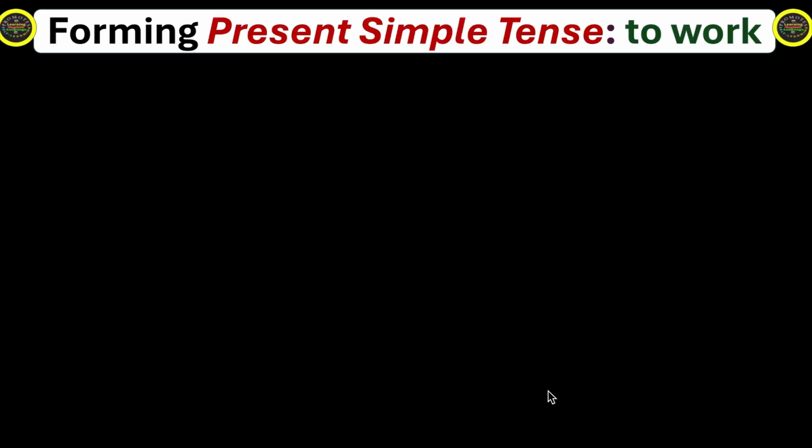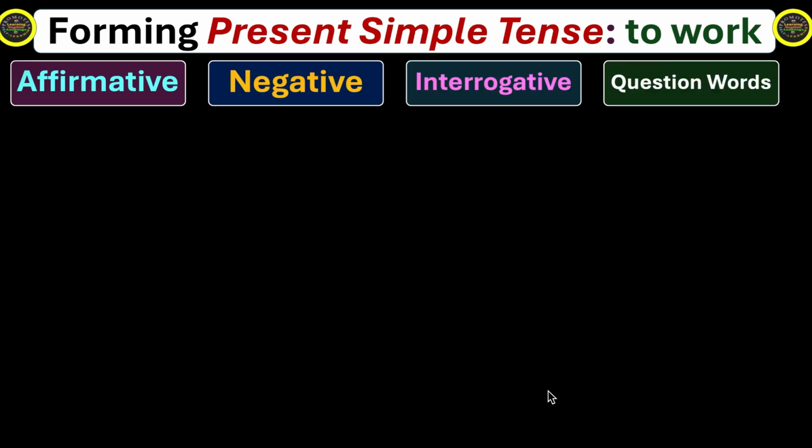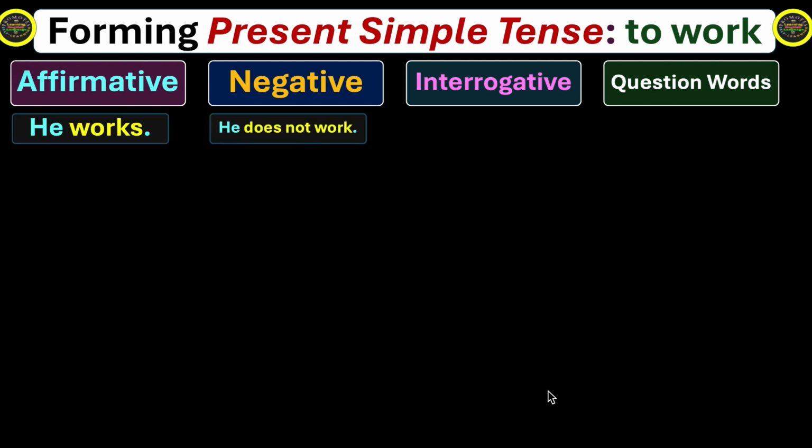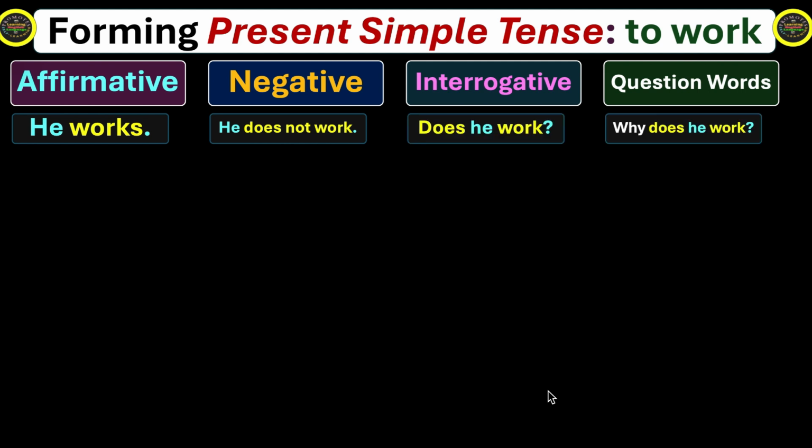Forming present simple tense with the help of the verb to work. We'll talk about the affirmative form of present simple tense, negative, interrogative, and interrogative plus question words. Let's see how we proceed. He works. Its negative form is he does not work. Interrogative, does he work? And with question words, why does he work?